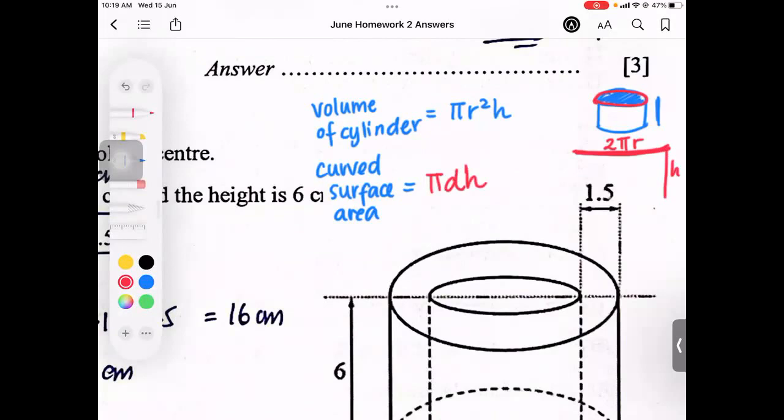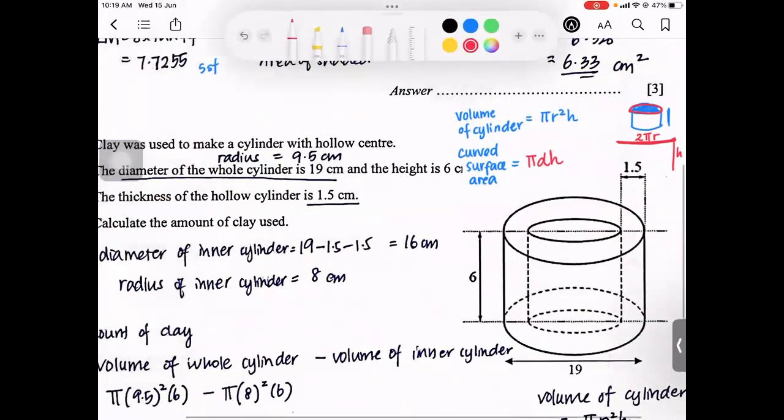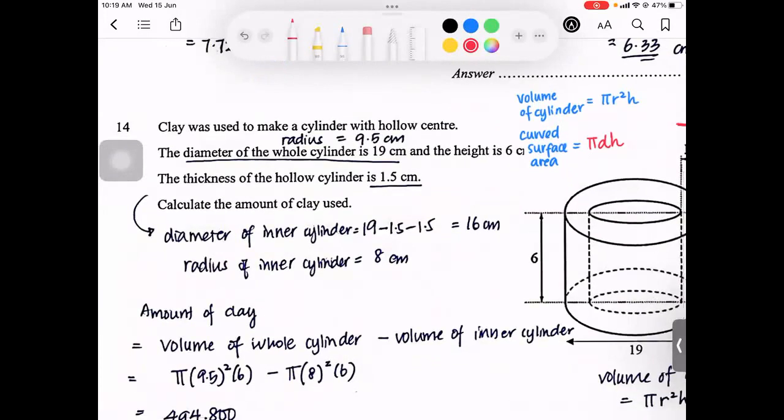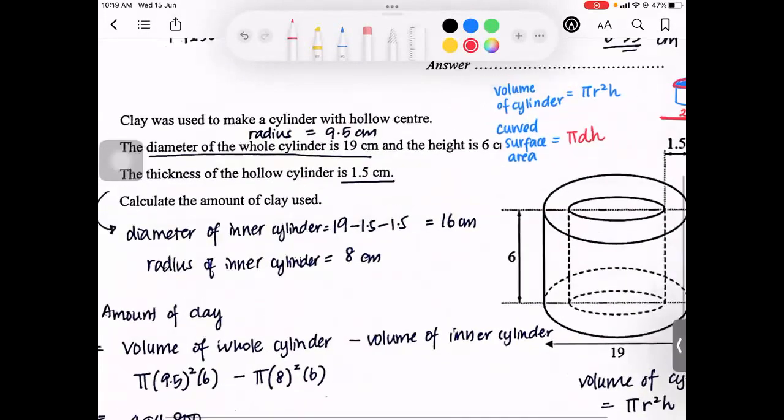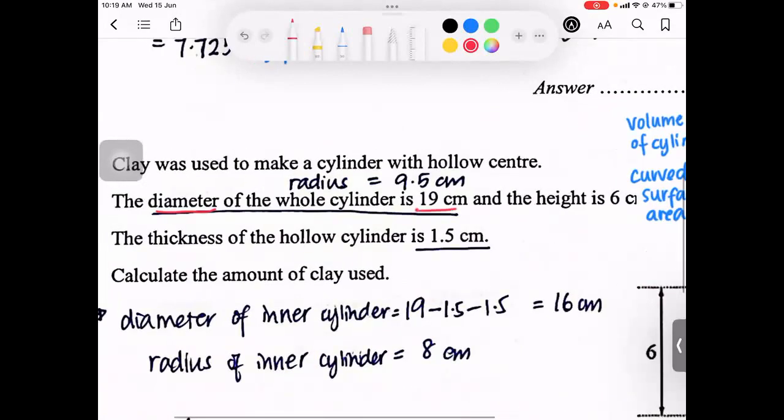So volume of cylinder, pi r squared times the height will give you volume. Okay, curved surface area, pi dh. Right. Next, now the diameter of the whole cylinder, or they tell you the diameter. When they tell you this kind of word, diameter, immediately think of radius. Mentally put a note down there so that you don't take the wrong number as the radius.